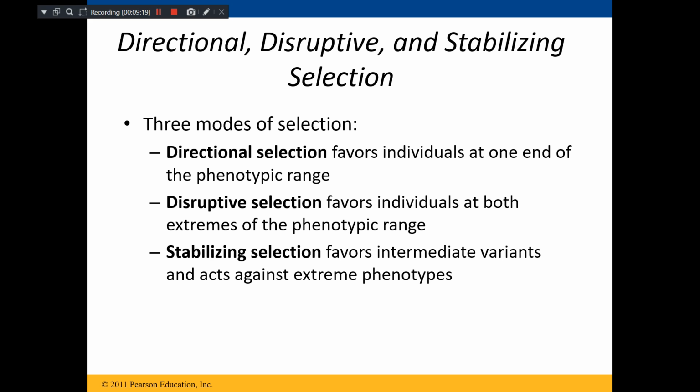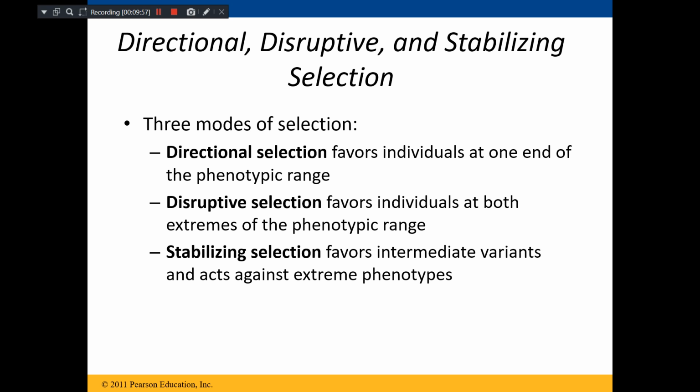Now, in selection, there are different types. Natural selection can be directional, disruptive, or stabilizing. There are three of them. What do you mean by that? Directional selection favors the individuals at one end of the phenotypic range. Only one extreme phenotype may be selected.